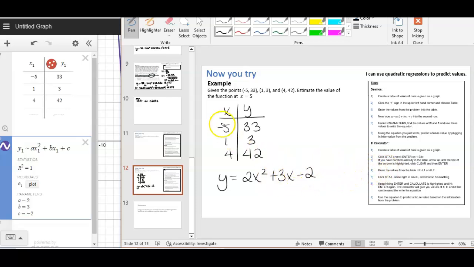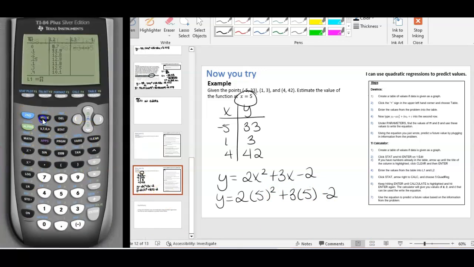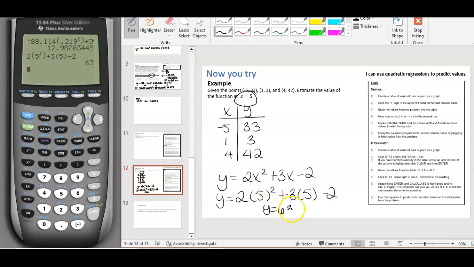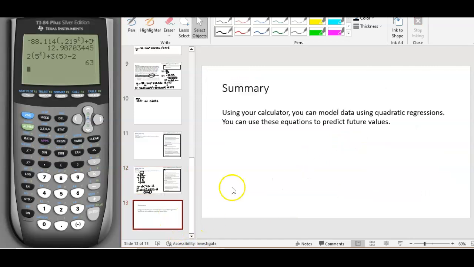So it wants me to estimate the value at x equals 5. So I'm going to go to this function. I'm going to plug in 5. So I have 2 times 5 squared plus 3 times 5 minus 2. Okay, so I'm going to use my calculator now to figure that out. So I have 2 times 5 squared plus 3 times 5 and then minus 2. Okay, so when I go ahead and hit enter, it gives me y equals 63. So that is the value of this function at x equals 5. So remember that using your calculator, you can model data using quadratic regressions, and you can use these equations to predict future values.